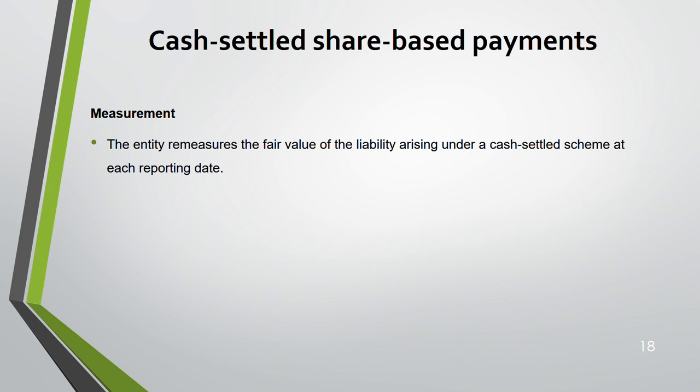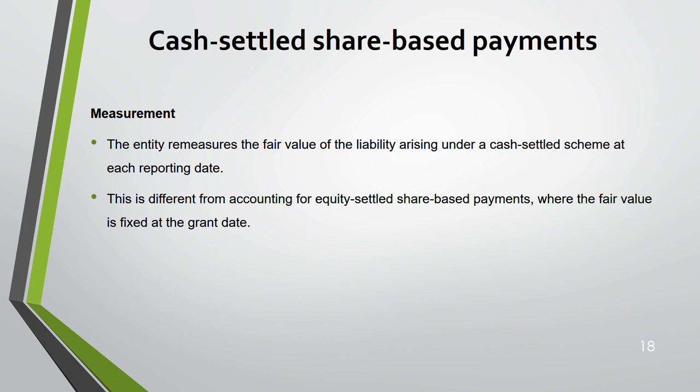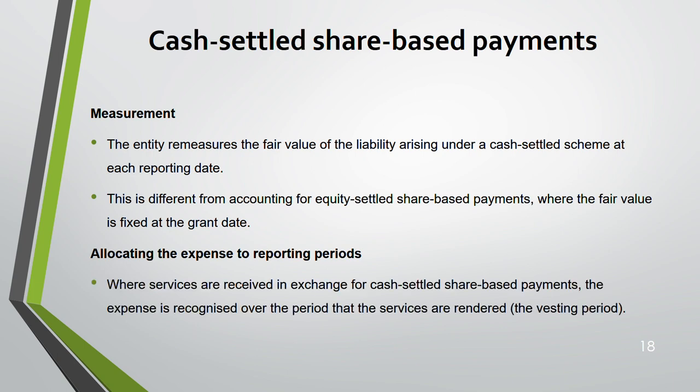Now, moving on to the measurement. In equity settled share based payment, the fair value is fixed at the grant date. But when it comes to cash settled, you have to remeasure the fair value of liability at each reporting date. That's the difference. Coming to the allocating of expenses, this is the same as equity. You are recognizing the expense over the vesting period, same as equity settled transactions. Now let us do a question.